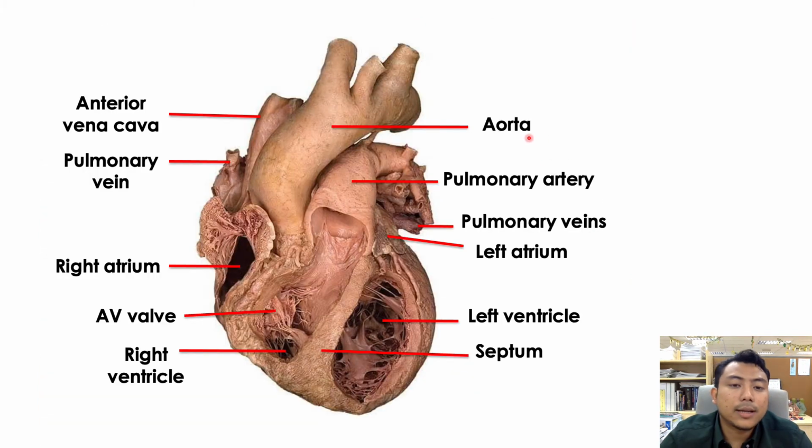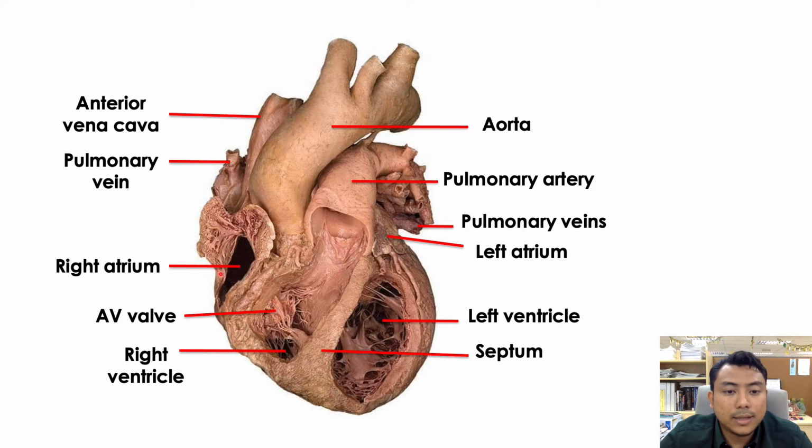Okay, so here's the diagram of the heart. So this is the aorta. Okay, aorta is the biggest blood vessel, and it is going to transport blood out from the heart into the whole part of the body. And here is the anterior vena cava. So when we know it is vein, means it carries blood into the heart.